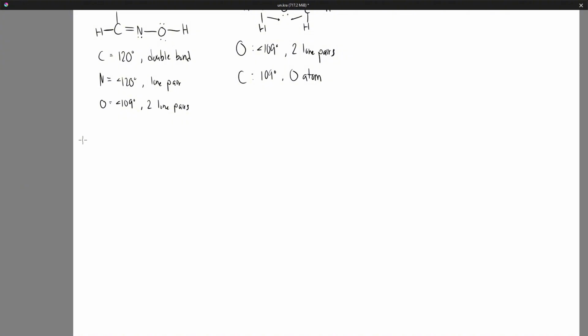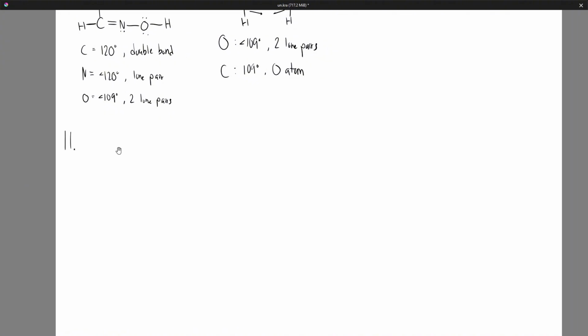Okay. Last question. Number 11 says methane has a boiling point of negative 164 degrees Celsius at 1 atmosphere and the vapor pressure of 42.8 atmospheres at negative 100 degrees Celsius. What is its heat of vaporization?